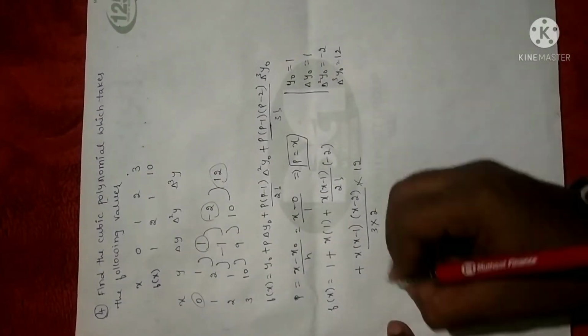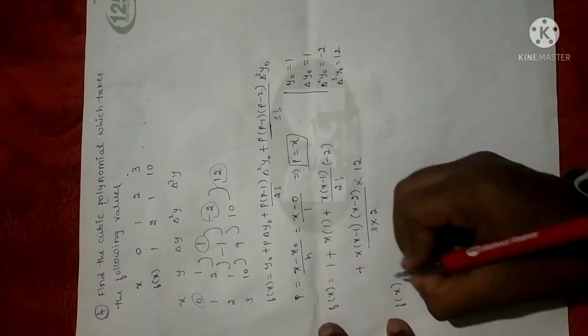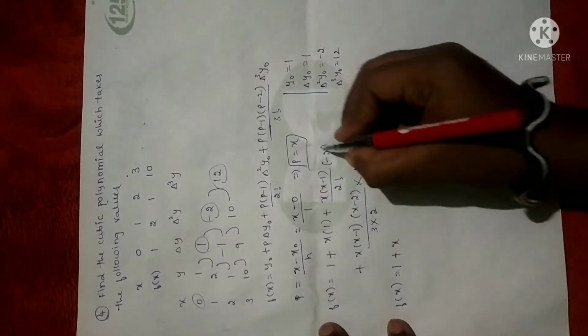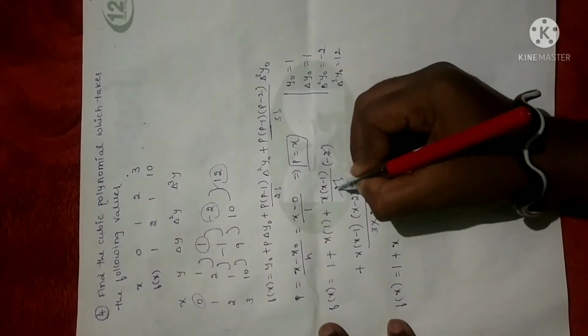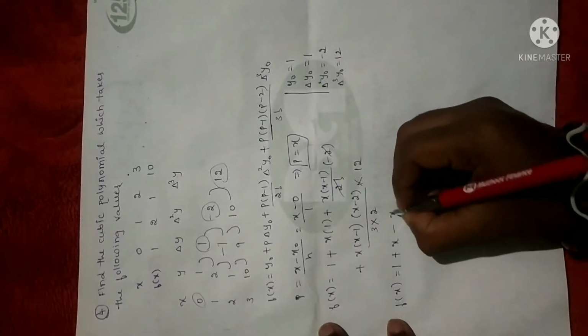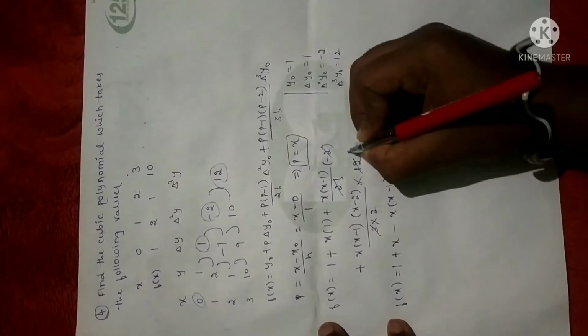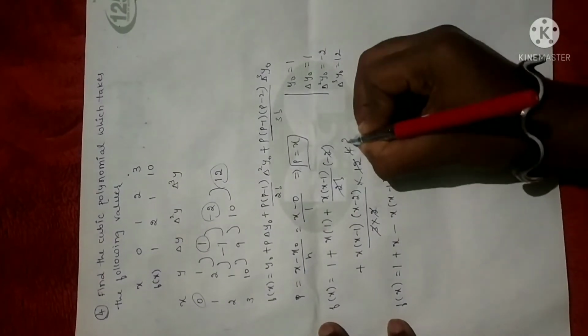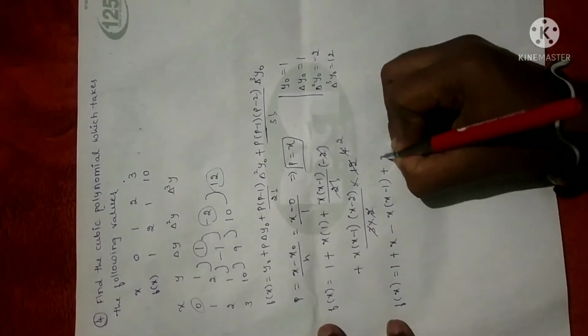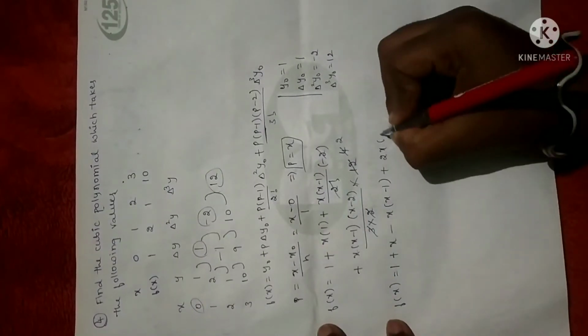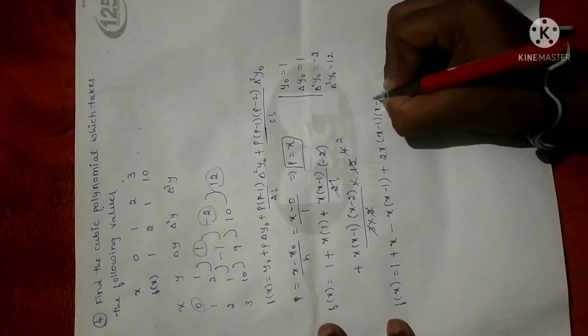So you cannot use calculator here. Why? Because it is unknown quantity. So 1 plus x, see here, plus 2 with 2. 2 factorial is 2 only. So minus, I'll just write here, x into x minus 1. Now 3 ones are 3, 3 fours are 12, 2 ones are 2, 2 twos are 4. So what you're going to get is plus 2x into x minus 1 into x minus 2. Now we have to multiply this.